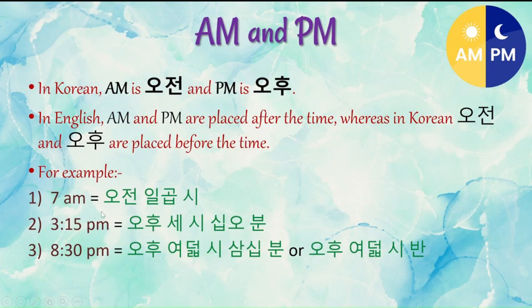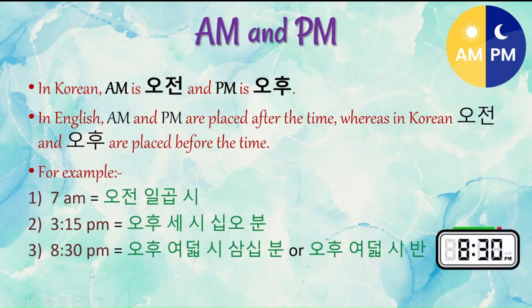Suppose you have to say 7 AM in Korean. So first of all, आप क्या place करोगे? AM का कोरियन ट्रांसलेशन क्या है? 오전. तो पहले वो place होगा. Then comes 7. So 7 is 일곱시. Right? So 오전 일곱시. This is how you are going to say 7 AM in Korean. Suppose you have to say 3:15 PM. So it is going to be PM, then you are going to say 오후. 오후 3시 15분.